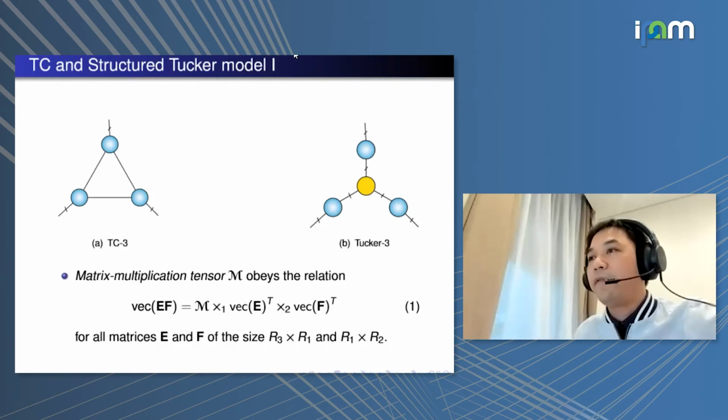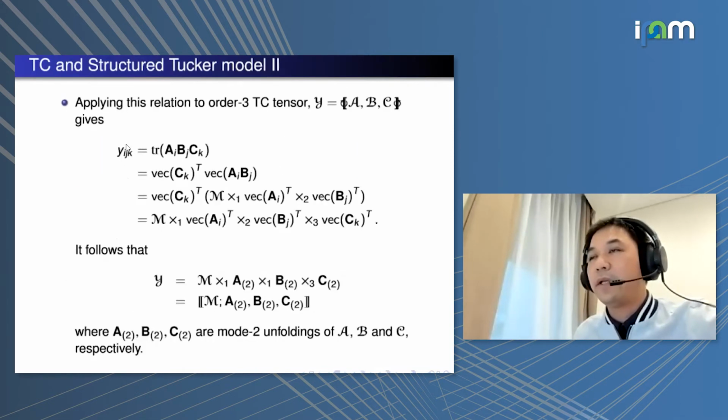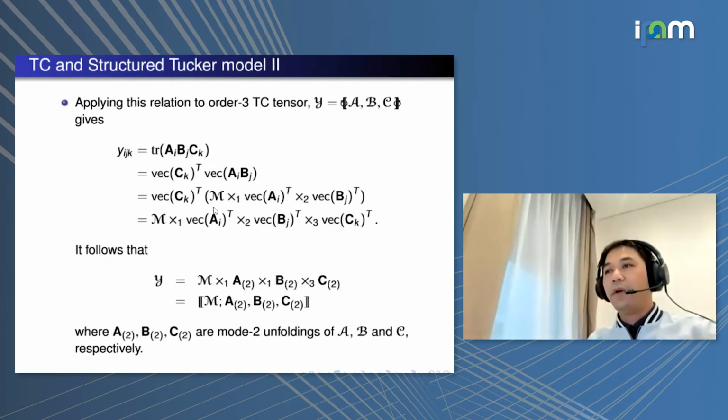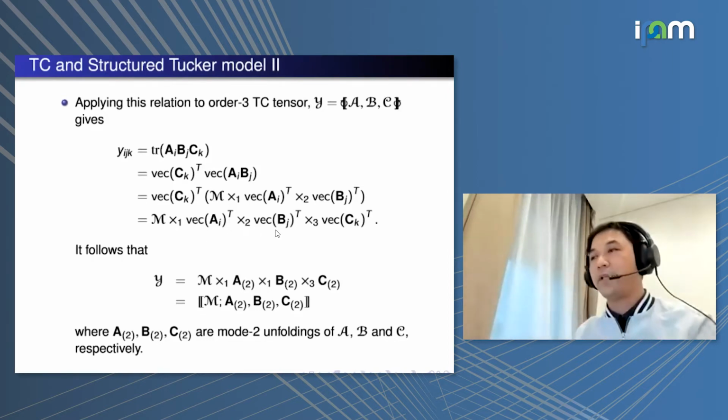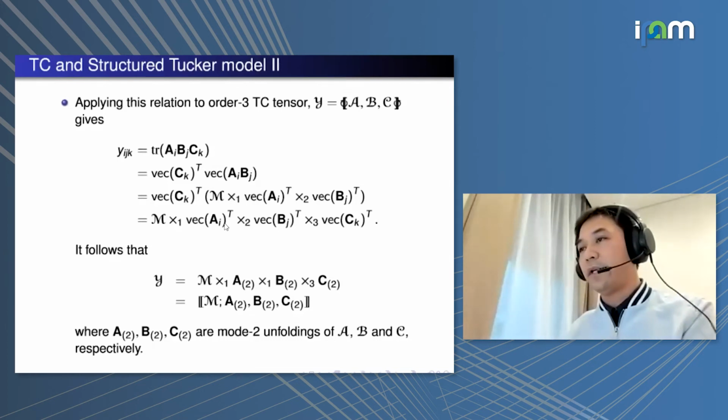So now we have the relation. For one element in the Y tensor, we already saw that it is computed from the trace of the vertical slices of A, B and C. We apply the trick that we showed you before for B and C, and for A and B, and the trace can be an inner product between the vectorization of C and this one. Finally, one element in the Y tensor can be computed from the projection of the M tensor with the vectorization of the vertical slices of the three core tensors A, B, and C.